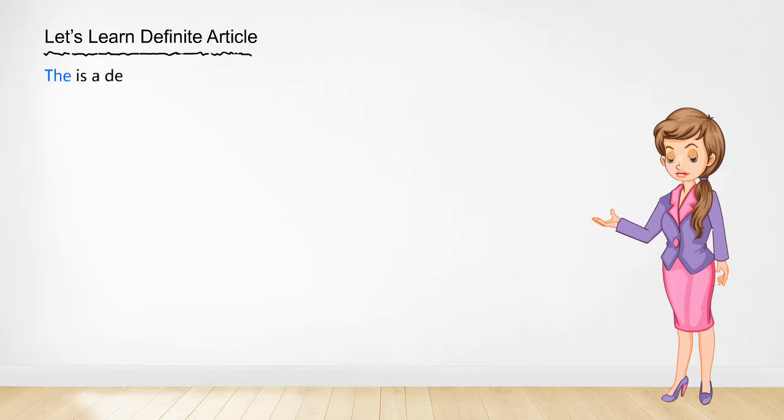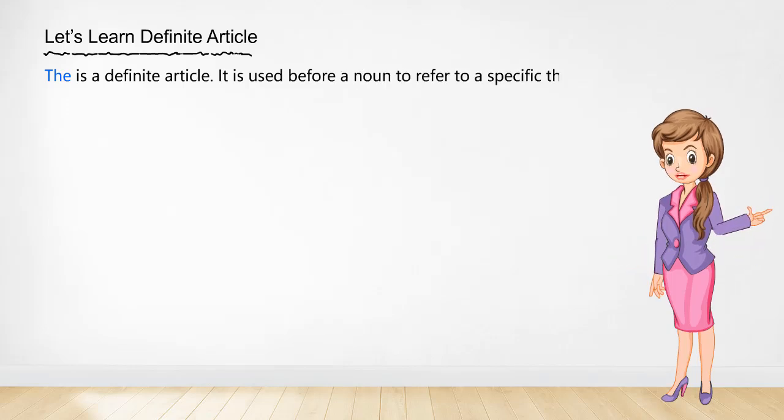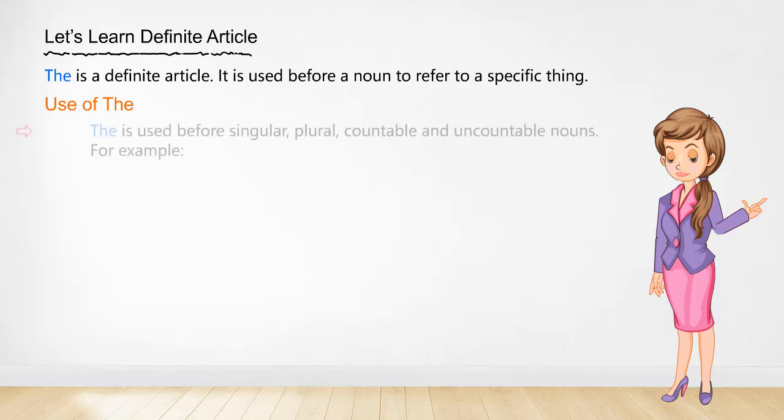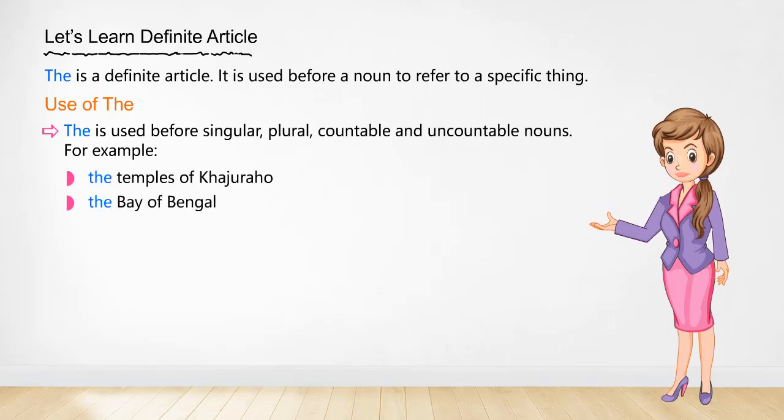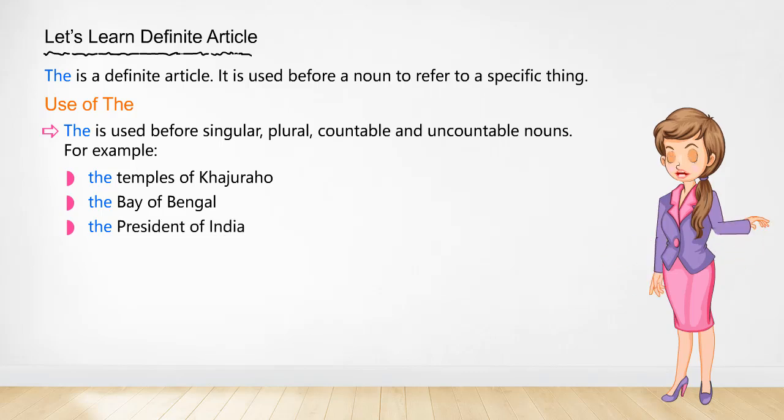The is a definite article. It is used before a noun to refer to a specific thing. Use of the. The is used before singular, plural, countable, and uncountable nouns. For example, the temples of Khajuraho, the Bay of Bengal, the President of India.